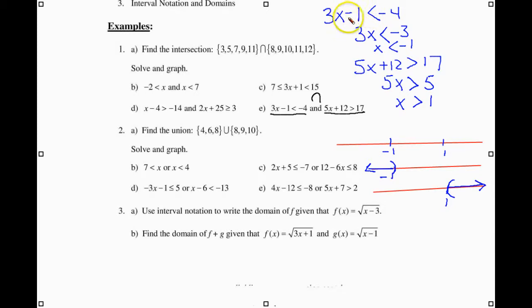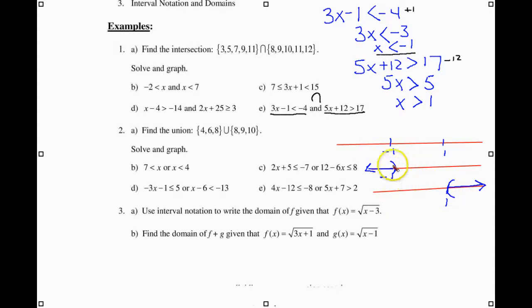So here I'm going to transpose the negative 1 to the other side. It becomes a positive 1, giving me a negative 3. Dividing both sides by 3, I get x is less than negative 1. Then I'm going to transpose my 12 to the other side. It becomes a negative 12 there. This leaves me with a 5. Divide both sides by 5. That leaves me with a 1. x is greater than 1. So there's x is greater than 1. There is x is less than negative 1.